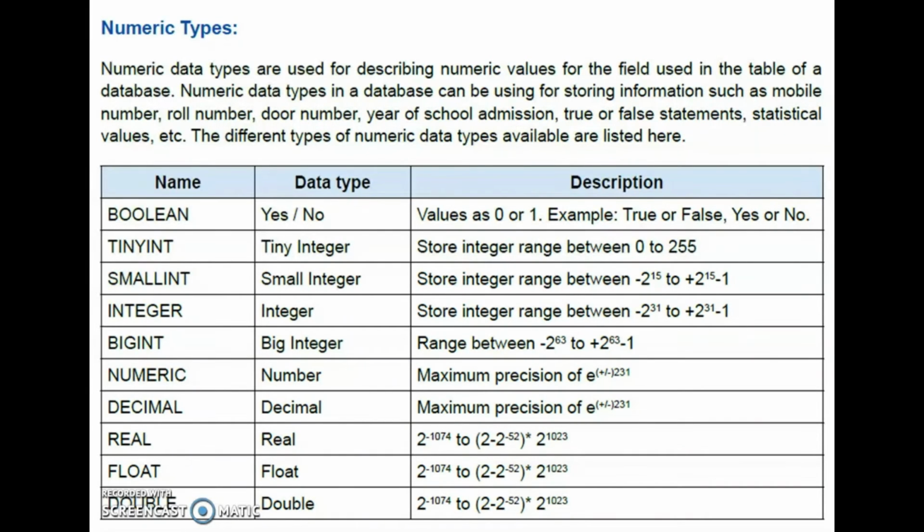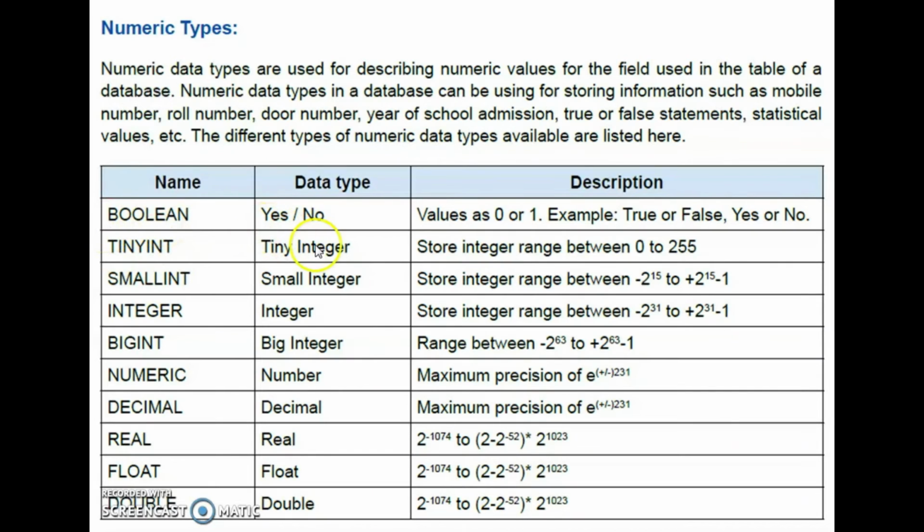First one, numeric types. Numeric means numeric values we can store in that particular field or column. Numeric data types are used for describing numeric values for the field used in the table of a database. Numeric data types in a database can be used for storing information such as mobile number, roll number, door number, year of school admission, true or false statements, statistical values, etc. The different types of numeric data types available are listed here.